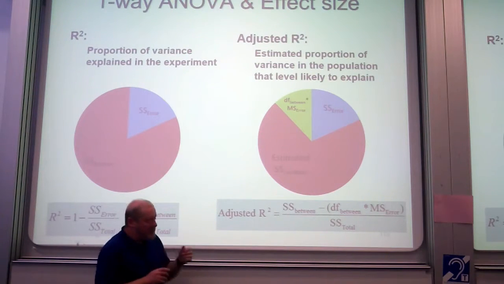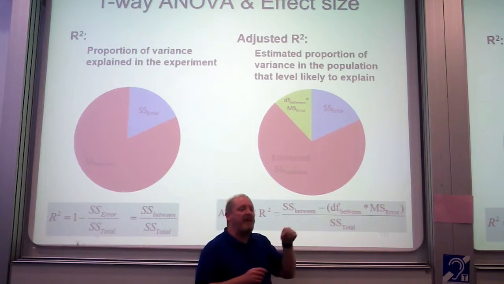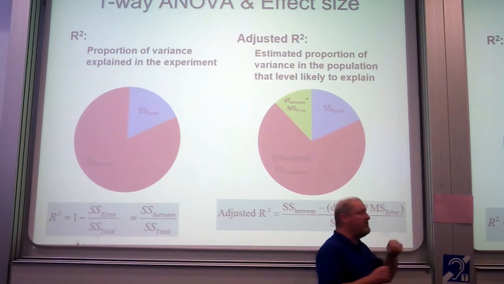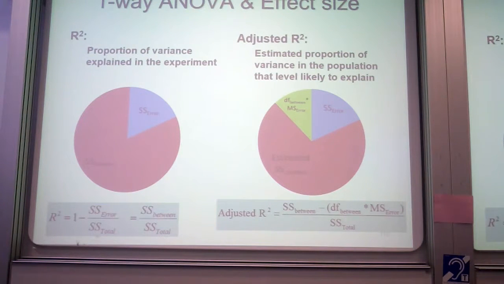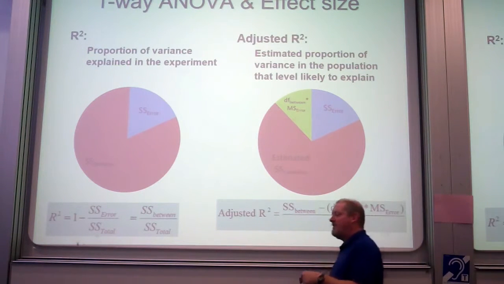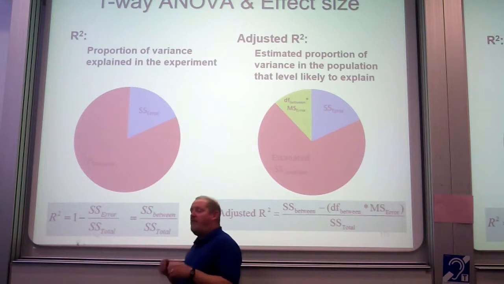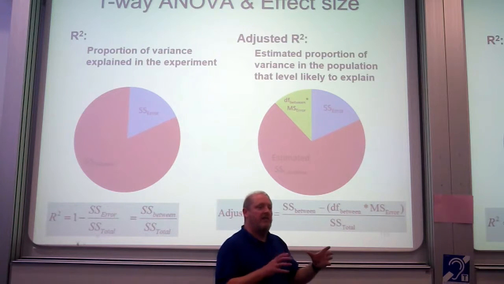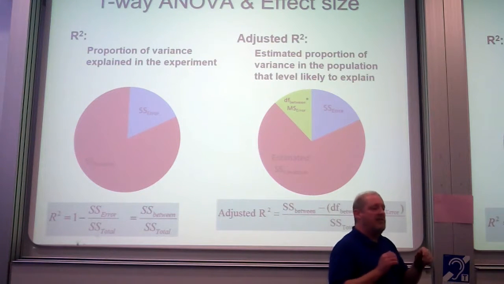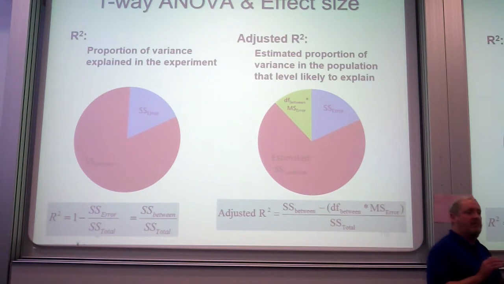And to do that, you take that mean square error, the expected error term, and you subtract out the degrees of freedom of the between condition, so the n minus 1 of your levels. That gives you an estimate, an adjusted R squared, of the proportion of the variance in the population that you would expect to be able to explain.